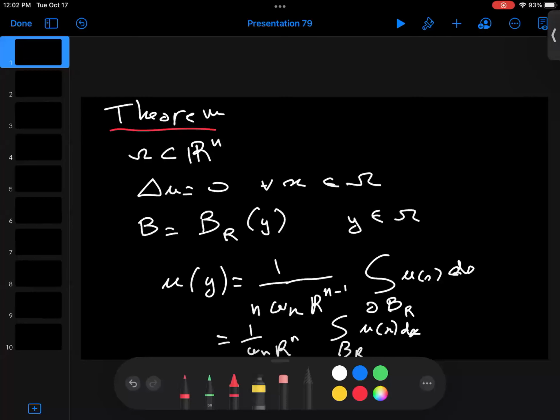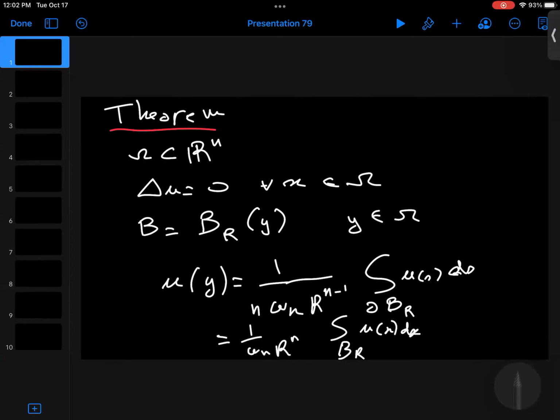All right, so now we are going to prove the theorem, the mean value theorem for harmonic functions. So the theorem is as follows. We consider the Laplace equation on a domain omega, which is a subset of R to the n.